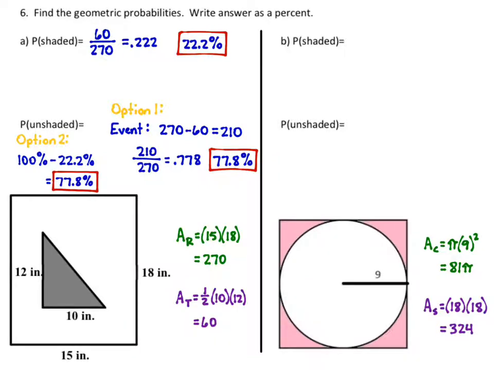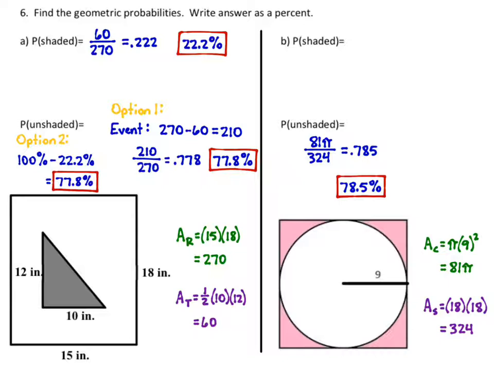Now for me, it's easier to find the probability of the unshaded region because the unshaded region is the circle. So I'm going to do that first. It's going to be 81 pi over 324, and then typing that in my calculator, I end up with 0.785, which as a percentage is 78.5%.